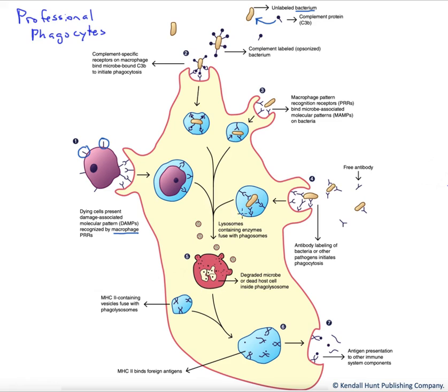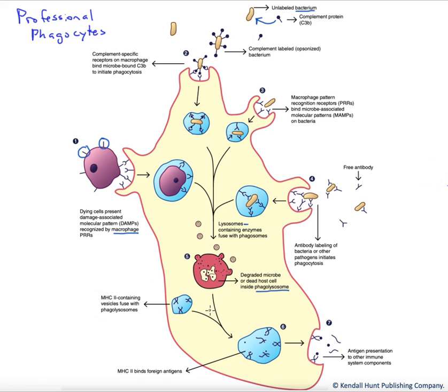In all cases, these phagosomes will fuse with what's called a lysosome. Lysosomes are enzyme-containing organelles that will then digest the contents of the phagosome. So we form this structure called a phagolysosome, the combination of a phagosome and a lysosome. And we digest those dying cells or the pathogen into fragments.